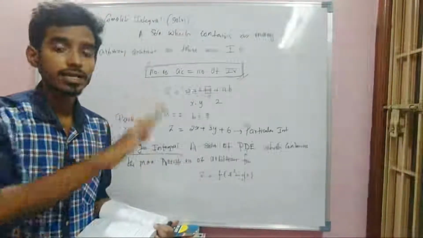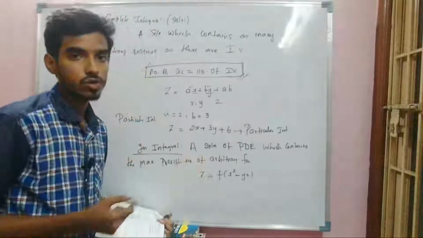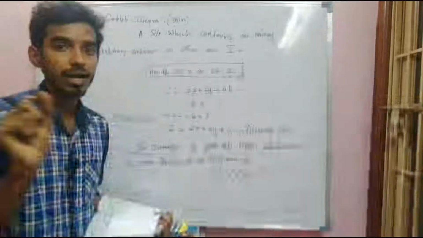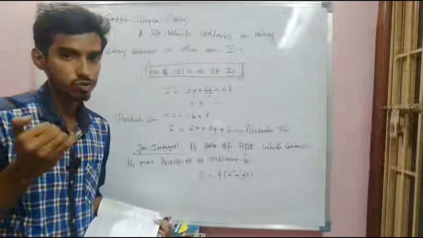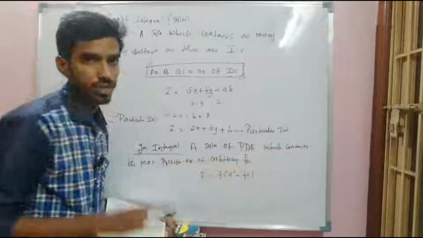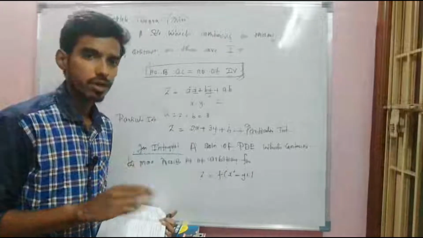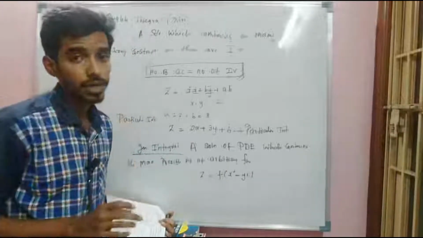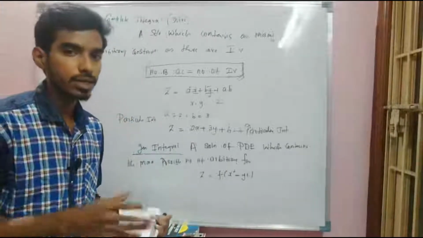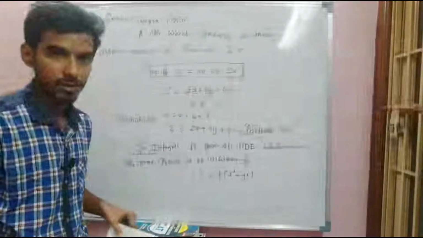So far in Lagrange's linear equation, what we did is we have found the general integral, right? After finding two solutions, the general integral is f of something comma something, that is called the general integral. Now in Charpit's method we are going to find the complete integral. How to find the complete integral for the given PDE, that is what we are going to discuss in Charpit's method, right?